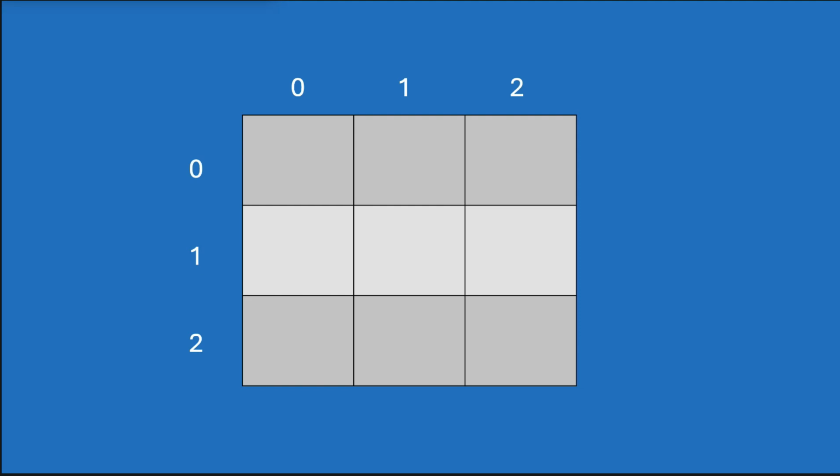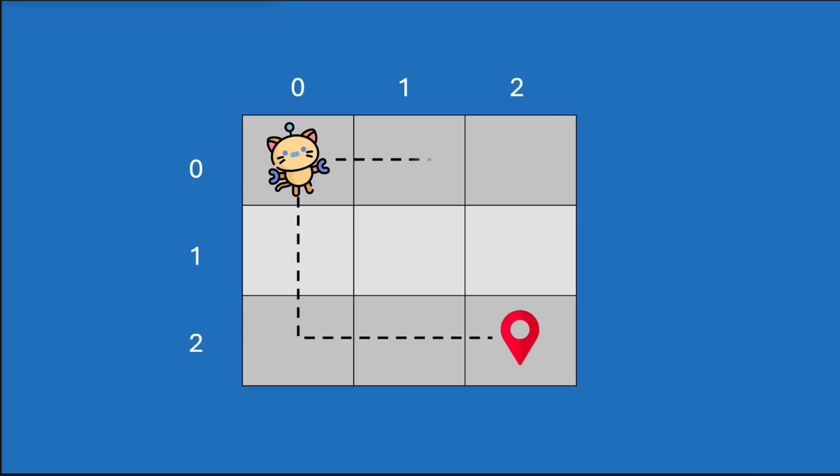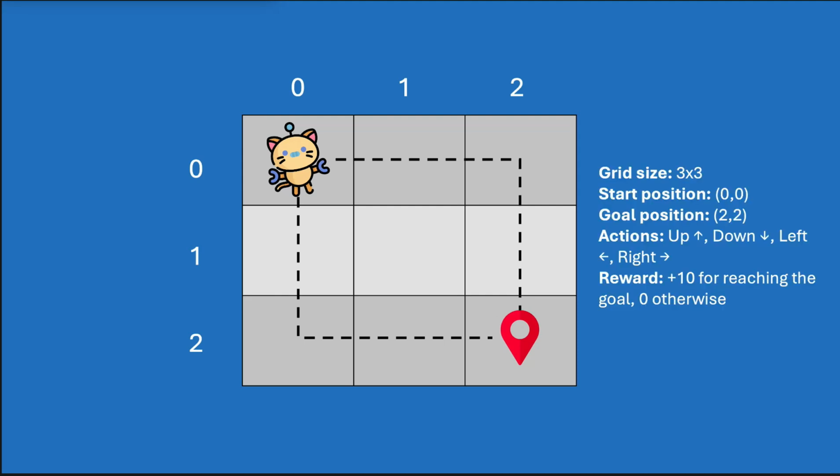To illustrate how reinforcement learning works, let's imagine a robot, the agent, navigating a 3x3 grid to reach a goal. The robot starts at the top left corner, and the goal is at the bottom right corner. The robot can move up, down, left, and right. If the robot reaches the goal, it gets a reward. If it moves into a wall or stays in the same place, it gets no reward. The robot's task is to learn how to reach the goal in the fewest steps possible.